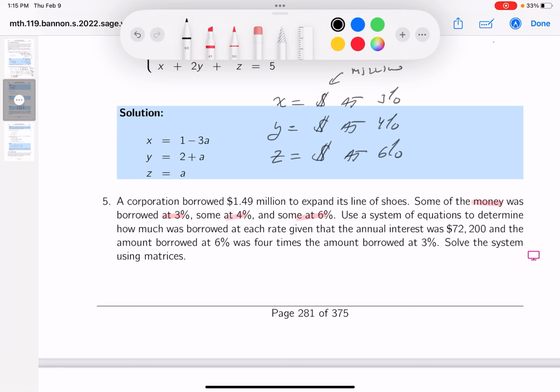So if X were 1, it would be $1 million. If Y was 0.5, $500,000. If Z was 0.7, it would be $700,000. So the first thing I'll write down is X plus Y plus Z equals 1.49. Let's not worry about the numbers at this point. And how do I know that? That's what they borrowed, $1.49 million.